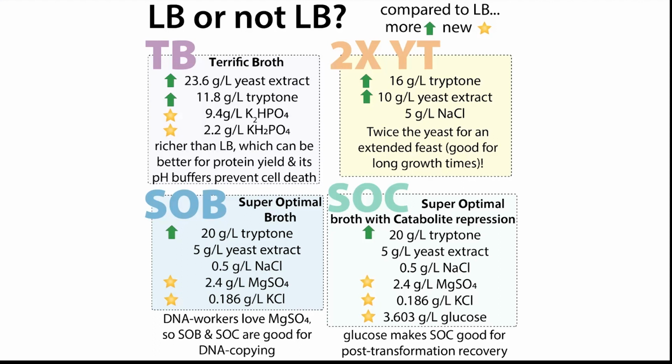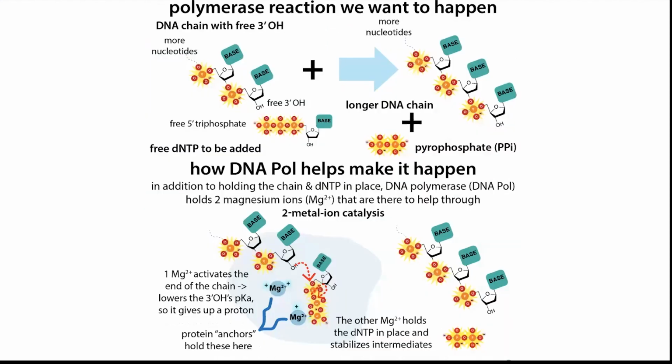In terms of SOB and SOC, these both have magnesium sulfate, which is going to make them good for DNA copying, so for making copies of plasmids, because that magnesium sulfate can be used by DNA polymerase and other molecules that work with DNA.